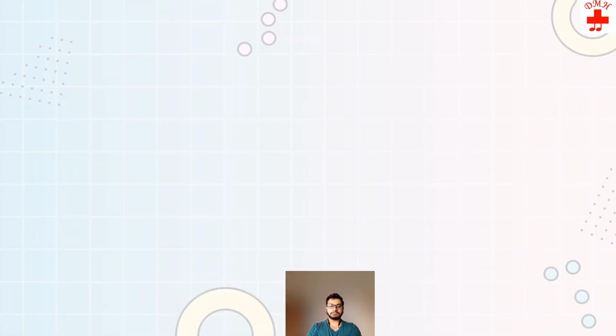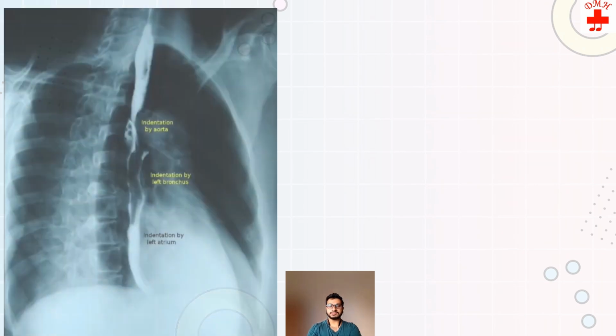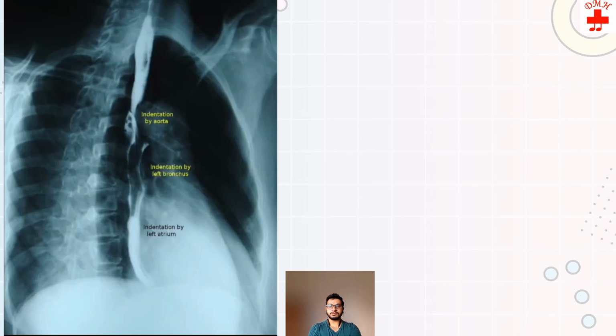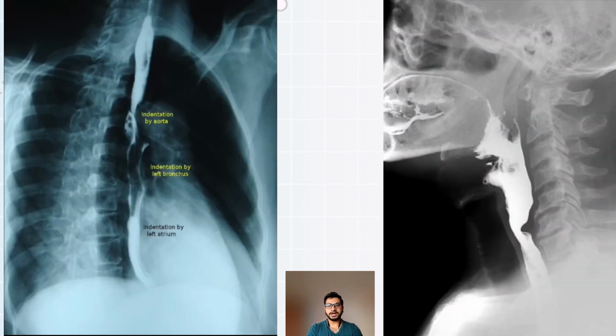But before we proceed to look into the abnormal findings, we need to know what are the normal variations in a barium swallow. Usually we know that there are three normal constrictions or indentations which are not to be confused with any lesions that are causing constrictions. The first one is an indentation by the aorta. The second one is an indentation by the left bronchus, and the third one is an indentation by the left atrium. There is also a cricopharyngeal bar, which is seen normally in individuals as they grow older, and the chances of this incidental finding increases with increasing age.